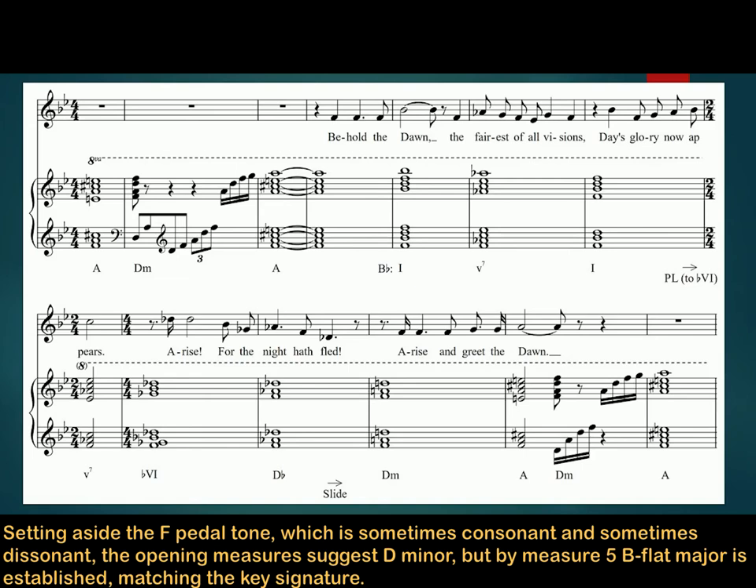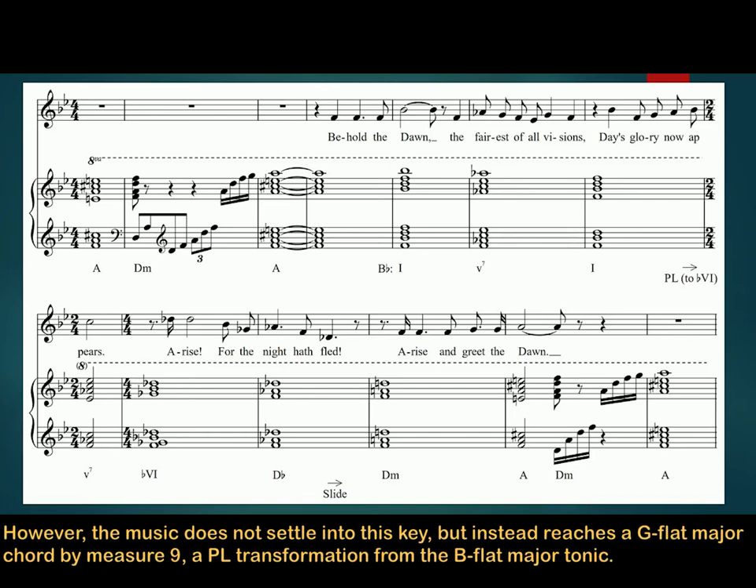Setting aside the F pedal tone, which is sometimes consonant and sometimes dissonant, the opening measures suggest D minor, but by measure 5, B-flat major is established, matching the key signature. However, the music does not settle into this key, but instead reaches a G-flat major chord by measure 9, a PL transformation from the B-flat major tonic.